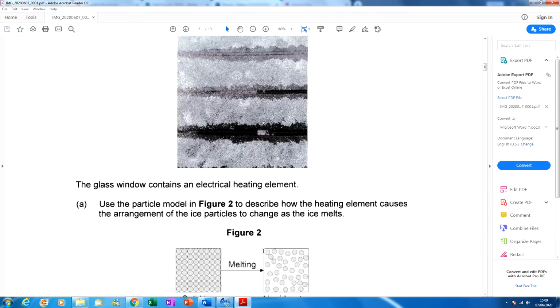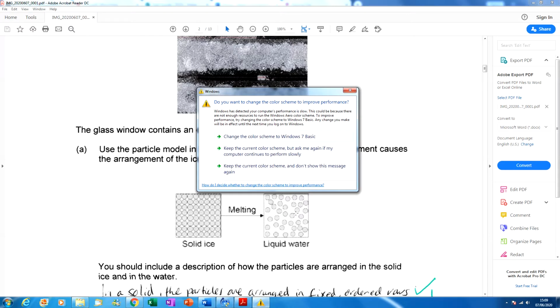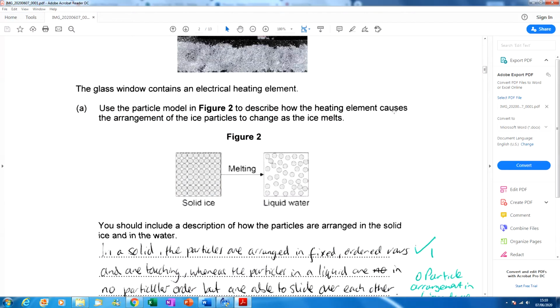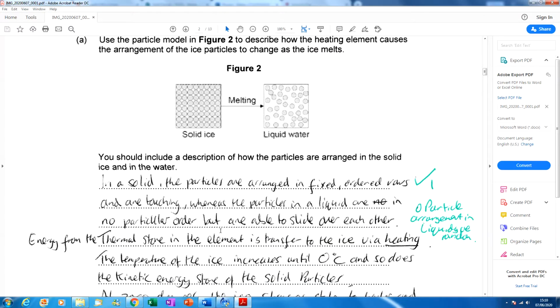There's a picture. The glass window contains an electrical heating element. A heating element is just a piece of wire, or maybe sometimes it's a bar that can heat up. You will often come across that word element in physics exams. Use the particle model in figure 2 to describe how the heating element causes the arrangement of ice particles to change as the ice melts. So, picture of the solid here, then melting, then a picture of the liquid here. You should include a description of how these particles are arranged in the solid, ice and water.